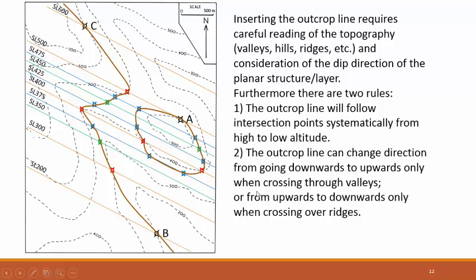I hope this makes sense to you. This is a fairly difficult example, and I believe if you can manage and understand how to construct the outcrop of this example here, you should not have any problems with any other 3-point problem given to you in the exam. Thank you very much.